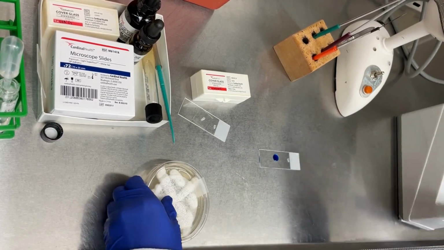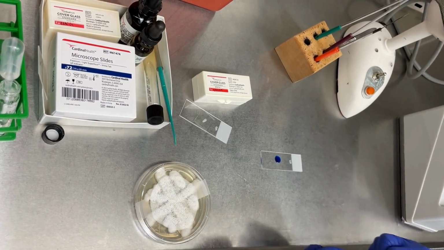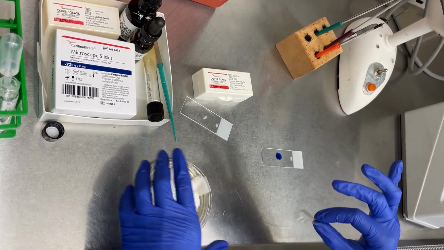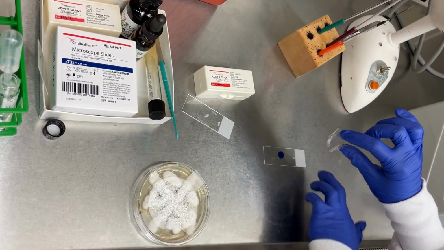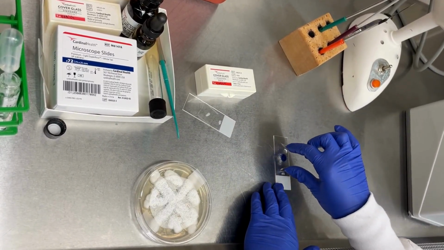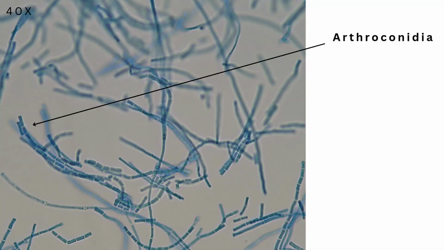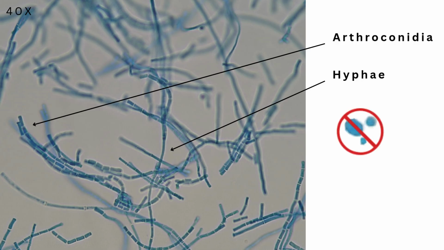Initially, a technician may believe that the growth in the media is filamentous, so a tape prep with lactophenol cotton blue stain may be done to rule out filamentous organism. After initial review of the slide at 40x, the technician may see arthroconidia and hyphae with no presence of blastoconidia, differentiating it from another yeast-like organism known as Trichosporon.